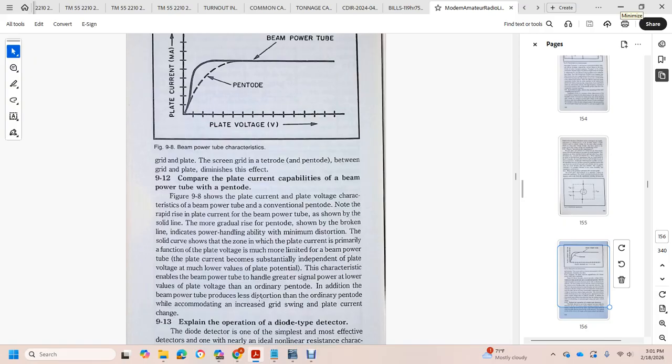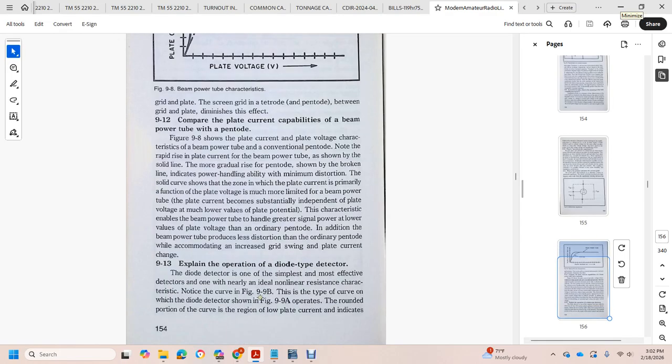This induces a higher power handling ability with minimum distortion. The solid curve shows the zone where the plate current is primarily a function of the plate voltage, while in the beam power tube the plate current becomes substantially independent of the plate voltage at lower values of plate potential. This enables the beam power tube to handle a great single power output at lower plate voltage than the ordinary pentode, and in addition the power tube produces less distortion than the ordinary pentode, with an accompanying increased swing of the plate current.